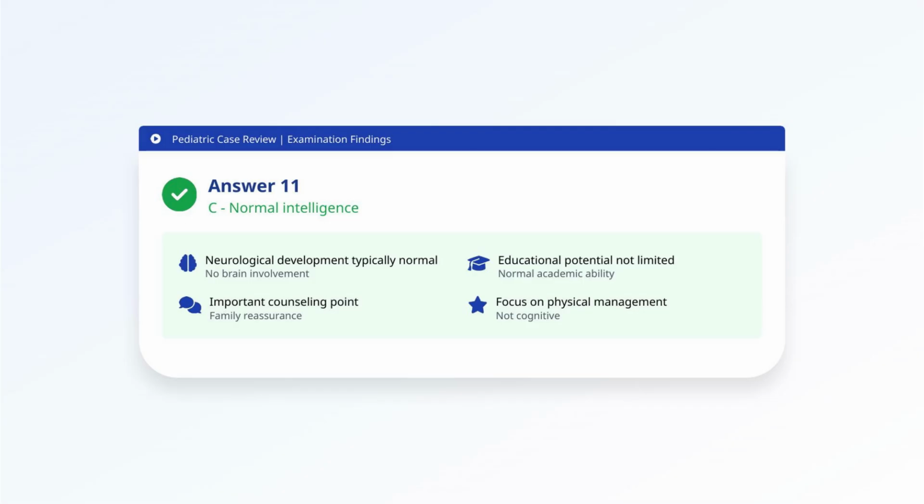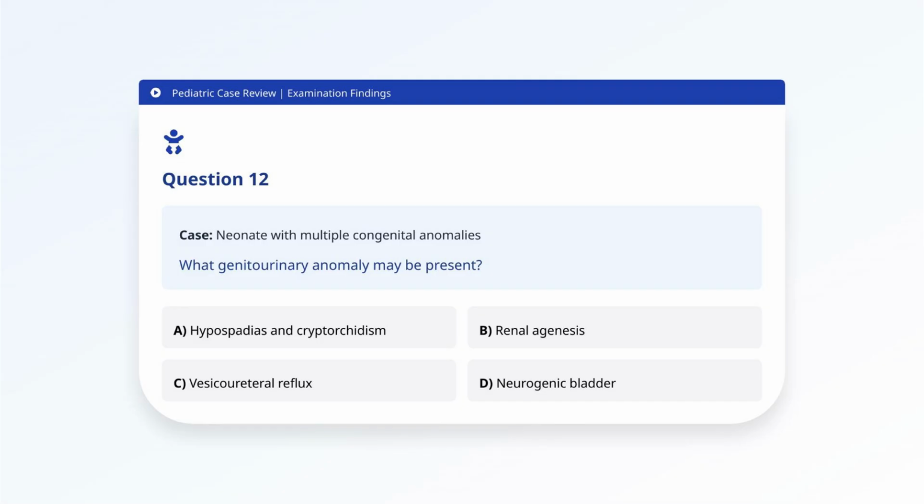Neurological development is typically normal in Ellis Van Creveld syndrome as there is no primary brain involvement. Educational potential is not limited by the syndrome itself. This is an important counseling point for families, emphasizing that affected children can achieve normal academic success. A neonate with Ellis Van Creveld syndrome is evaluated for multiple congenital anomalies. What genitourinary anomaly may be present?